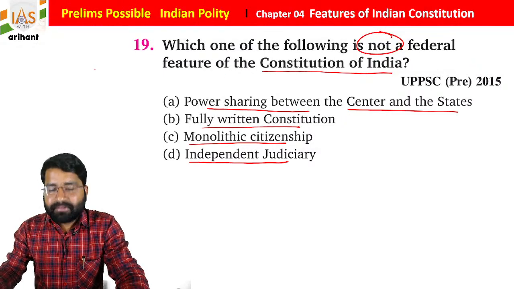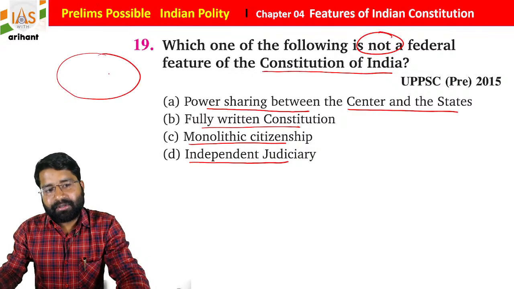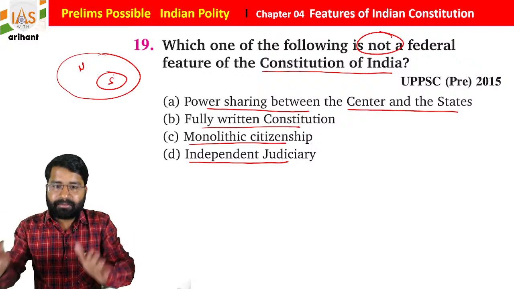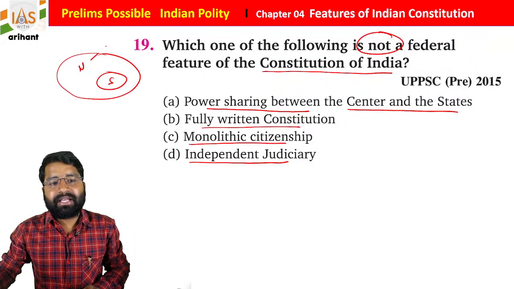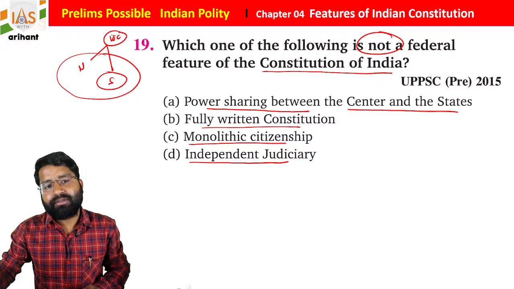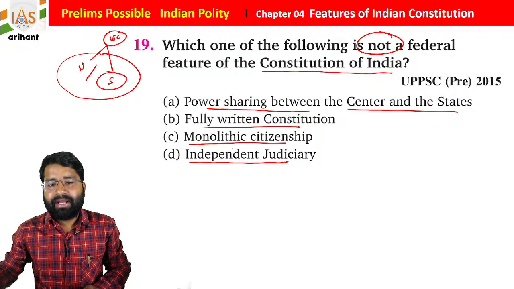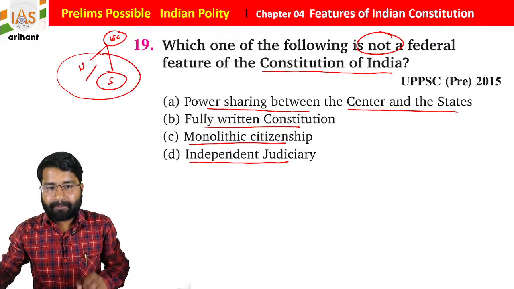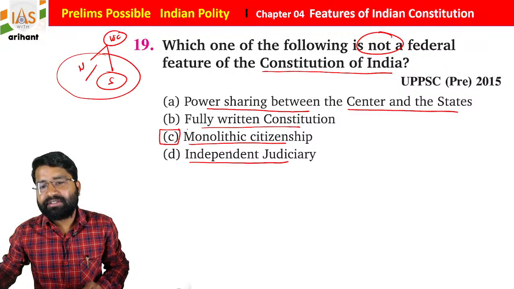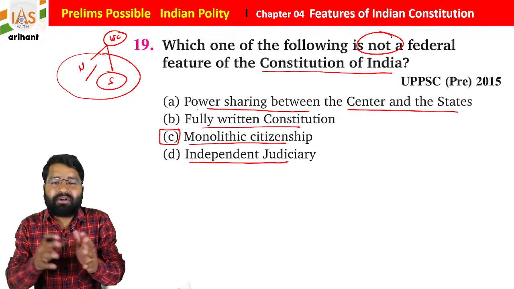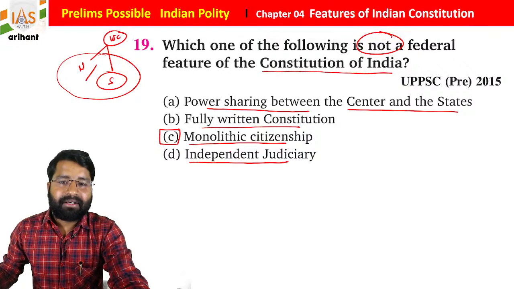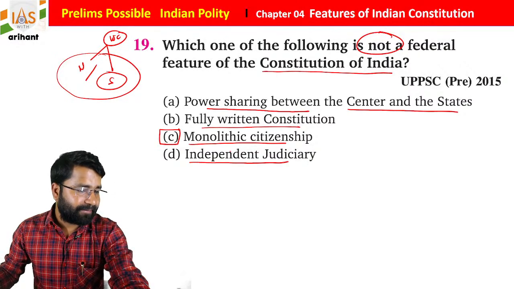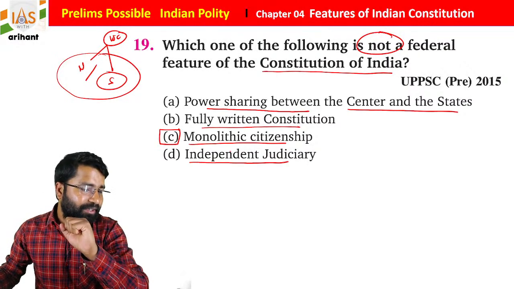If we talk about the federal structure, as you know, there will be two types of government. Nation will be here, state will be here. There will be power separation, and this can only be done with a written constitution. There is a power separation, as well as an independent judiciary. So monolithic citizenship is not going to play any part in the federal feature of the Indian Constitution, students. Getting it? So option C is going to be correct for the same.